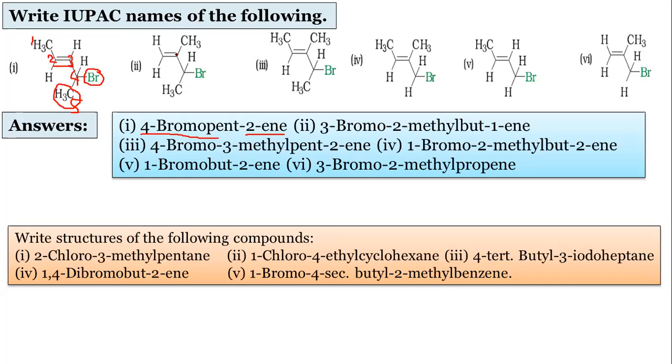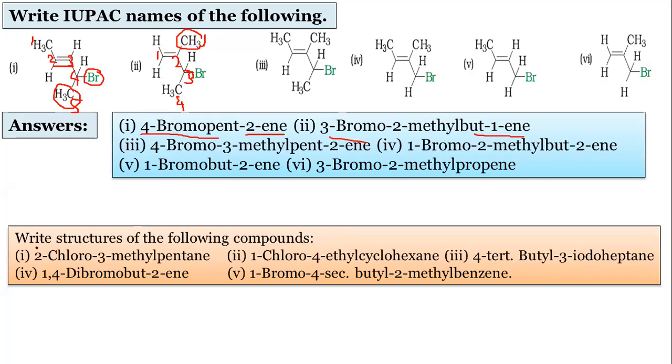Then see the second example. In the second example, there is no methyl group on this carbon, so it will be number 1 here. Then it will be number 2, number 3, and this carbon will be number 4. So the name here will be 3-bromo, because on the third carbon bromine is there. 3-bromo 2-methyl, on the second carbon this methyl group is there, 2-methyl, but-1-ene. Why is it but? Because the total number of carbons is 4, and on the first carbon the double bond is there. So the name is 3-bromo-2-methylbut-1-ene.